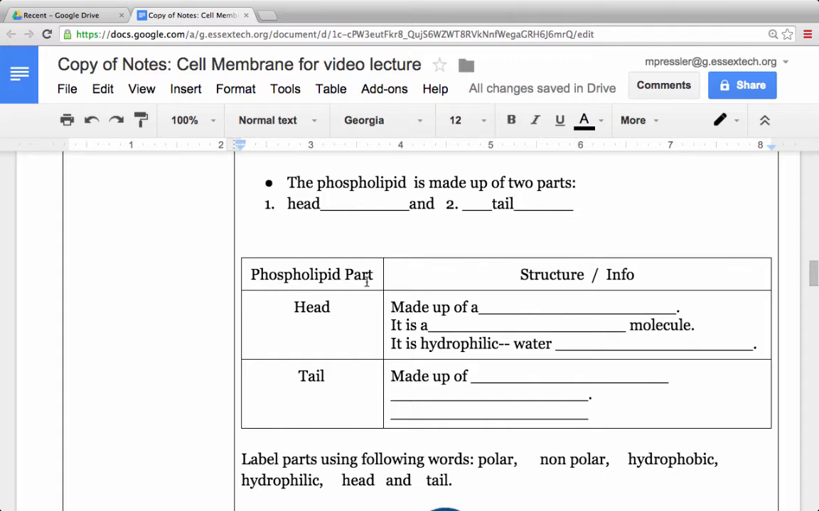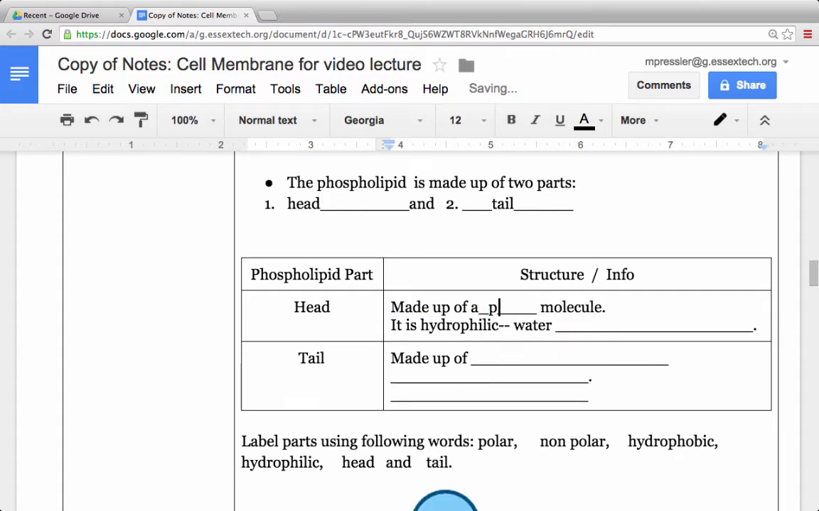Okay, so let's break down the phospholipid part. The head is made up of a phosphate molecule. That's why we call it a phospholipid. The head is a polar molecule. A polar molecule has charges. That means it likes to stick to things. Like when you charge up a balloon and rub it on your hair, it will stick to a wall.